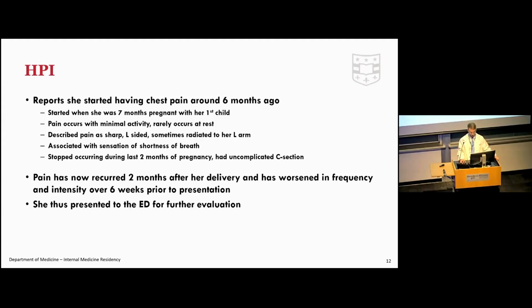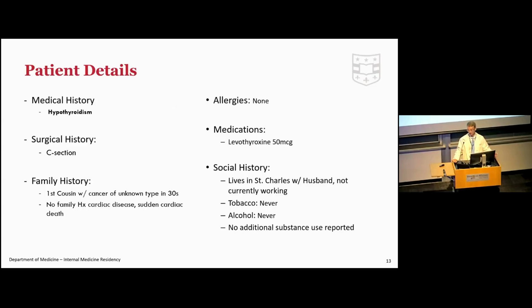I'll give you a little more information about this patient. Like we said, past medical history of hypothyroidism. The C-section is the only surgical history, and that was just a few months prior to presentation. She has a family history of a first cousin, a male, with a cancer of unknown type in his 30s. No family history reported of cardiac disease or sudden cardiac death that the patient can remember or knows. No allergies reported. She's just on Synthroid 50 micrograms daily.